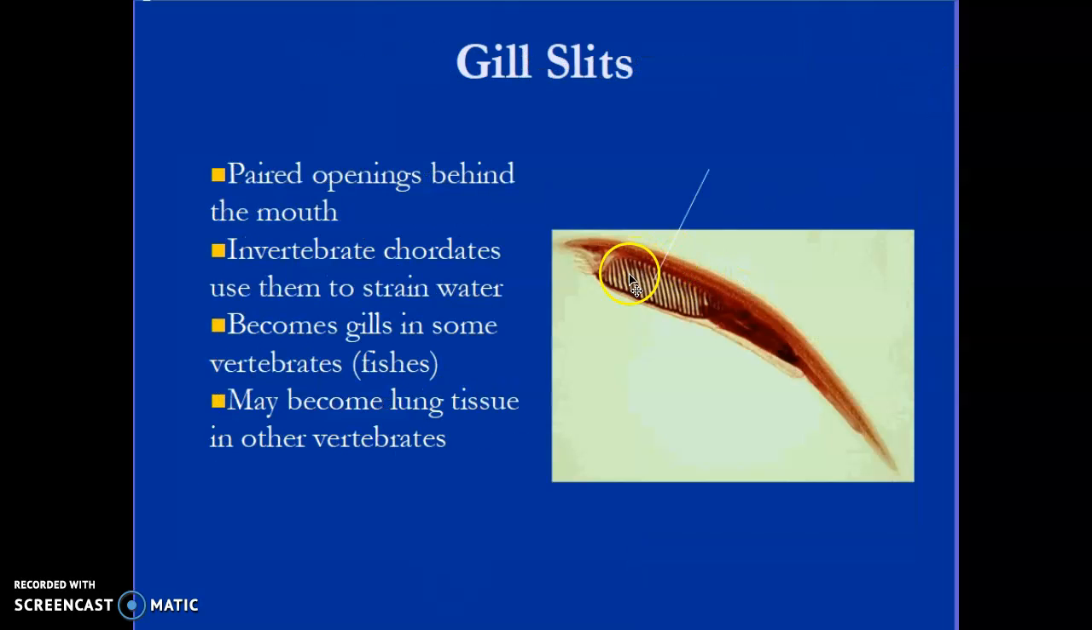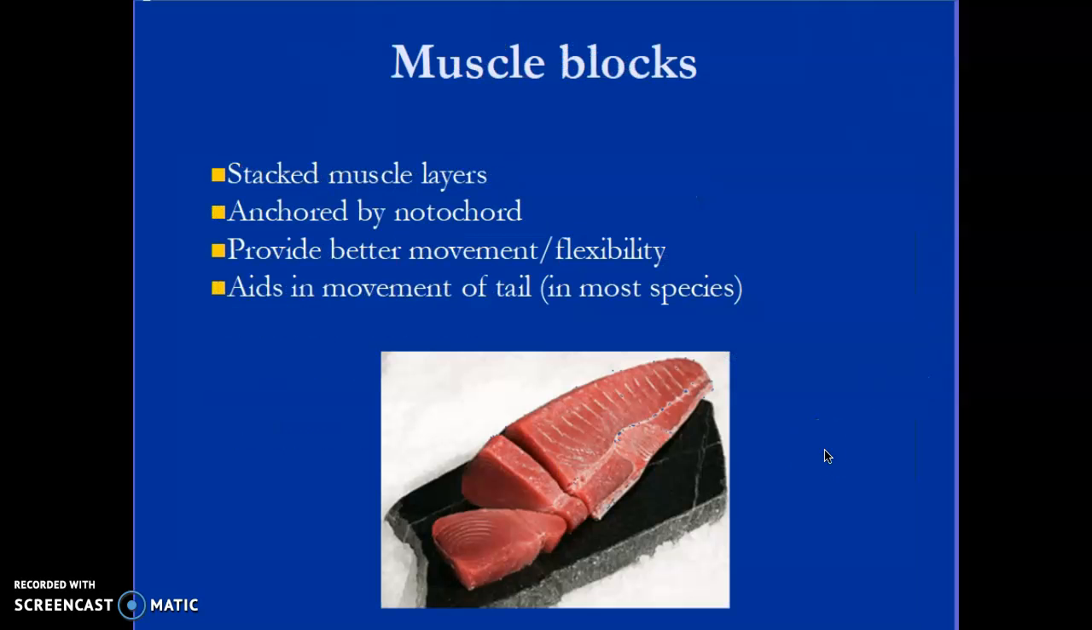Okay, gill slits. Here they are here. They almost look like strainers, which they should. These are usually in pairs. Invertebrate chordates like this guy here, we'll talk about him in a minute, use them to strain water and get food. In fish and other organisms, they could become their gills, and then they could become our lung tissue or different tissues in vertebrates. Okay, then muscle blocks is basically just stacked muscle layers that are anchored by the notochord to give us better movement and flexibility. And then in other species, it helps them move their tail.